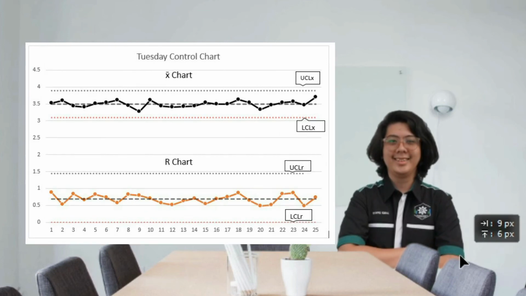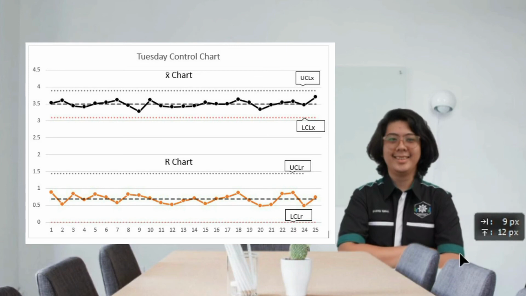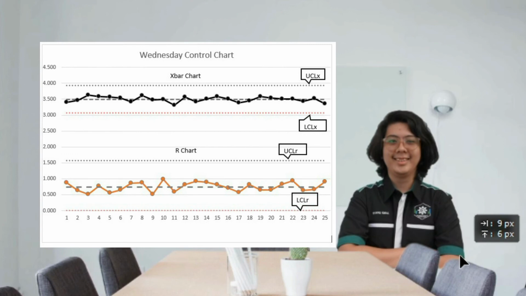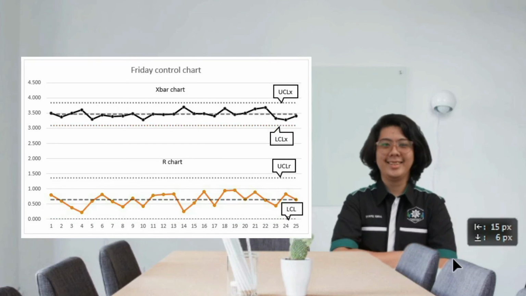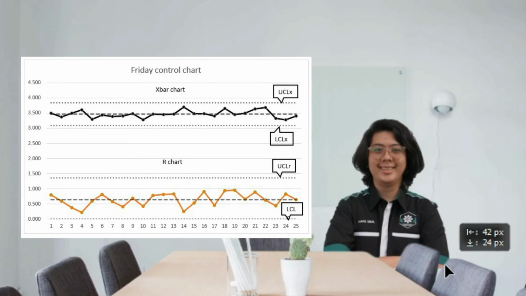For the R control chart, all days show a regular pattern except for Monday and Friday. On Monday, the graph shows a fluctuation or spike caused by subgroup 23. And on Friday, the graph shows a sawtooth pattern. This indicates that the processes for these days should be improved.